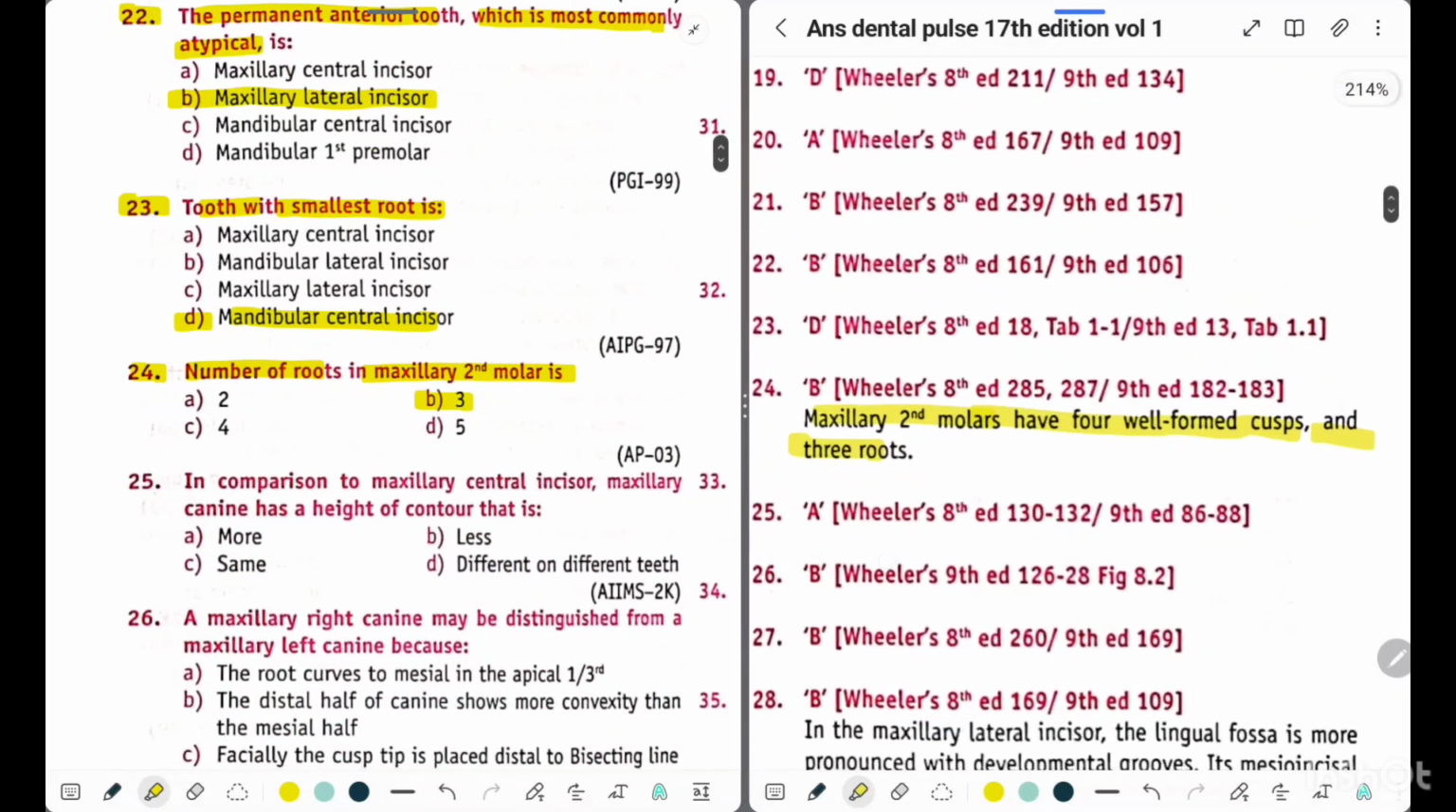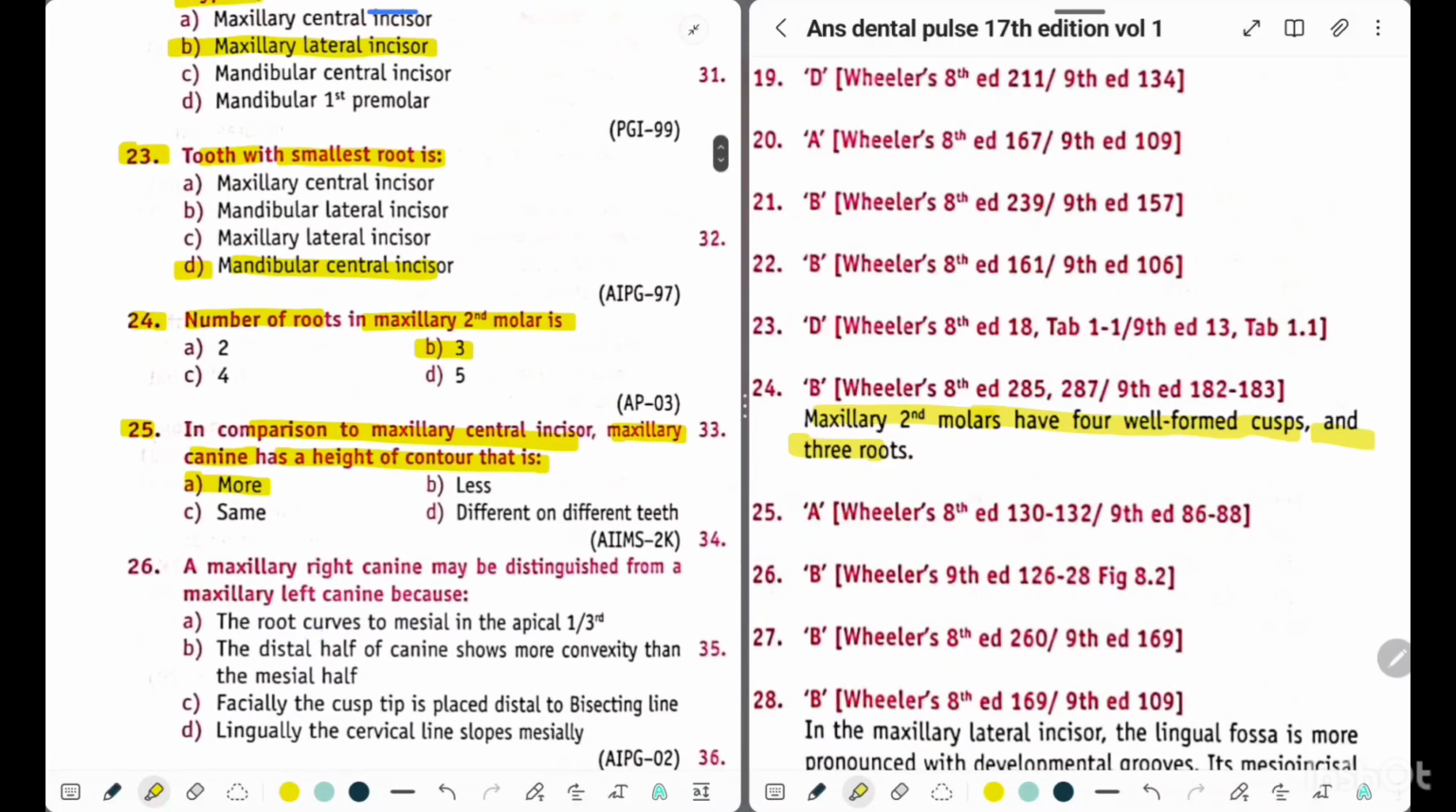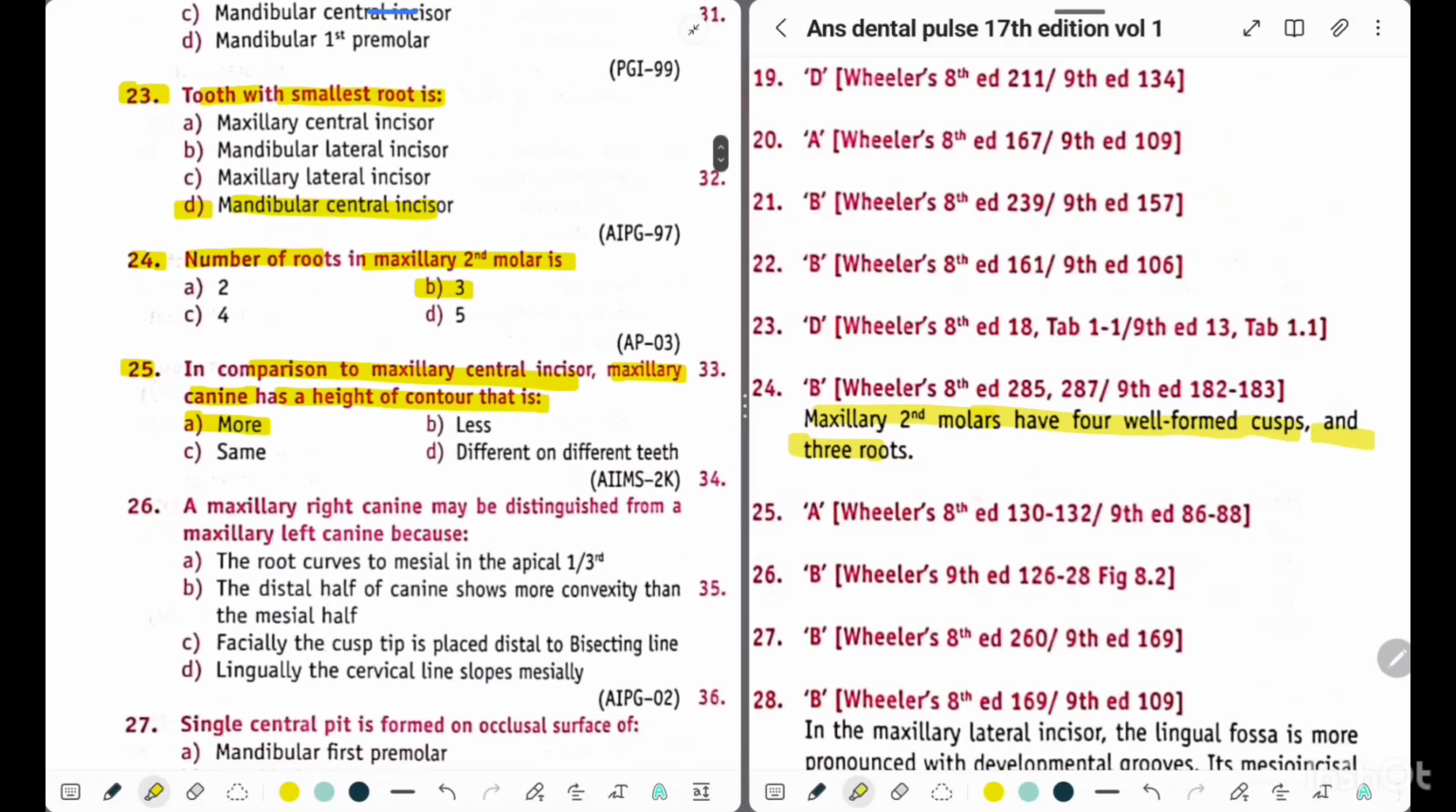Now question 25. In comparison to maxillary central incisor, maxillary canine has a height of contour that is. Its answer is A, more. So in comparison to maxillary central incisor, maxillary canine has a height of contour that is more.